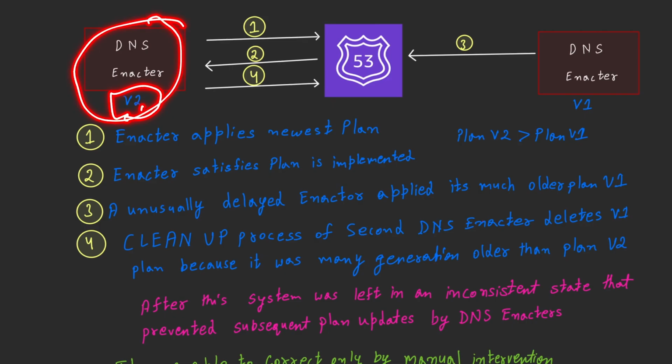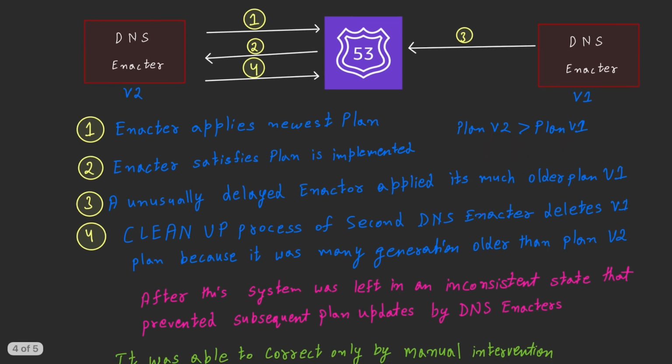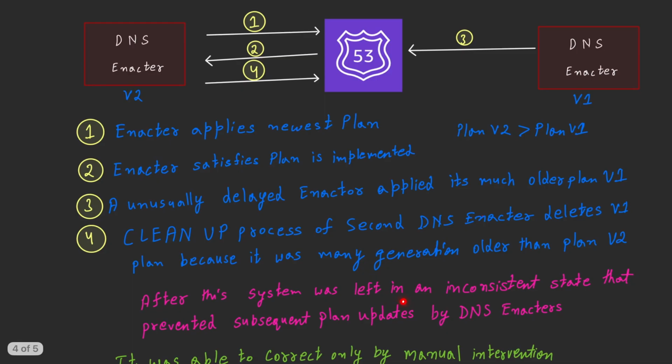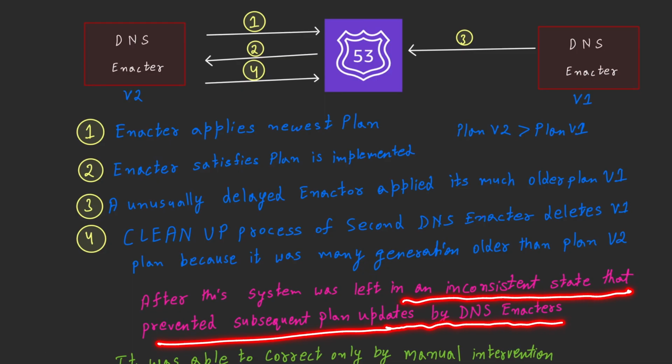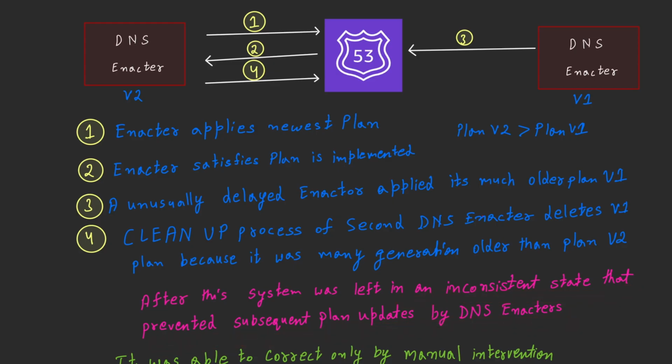Assuming that my V2 plan is in there, let's remove the older plan. Although V1 has already overwritten plan V2 here. So what happened? After this, the system was left in an inconsistent state that prevented subsequent plan updates by DNS enactors. So AWS in their official statement has said, after the cleanup process of V2 has removed the V1 plan also, no other enactors apart from V2 and V1 were also able to update Route 53.